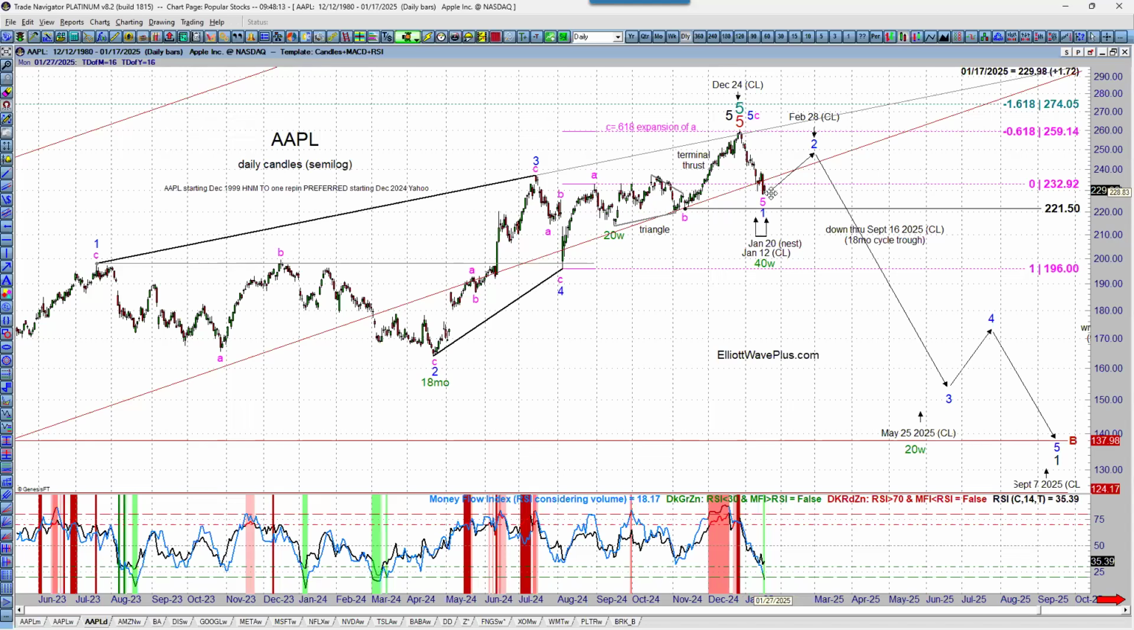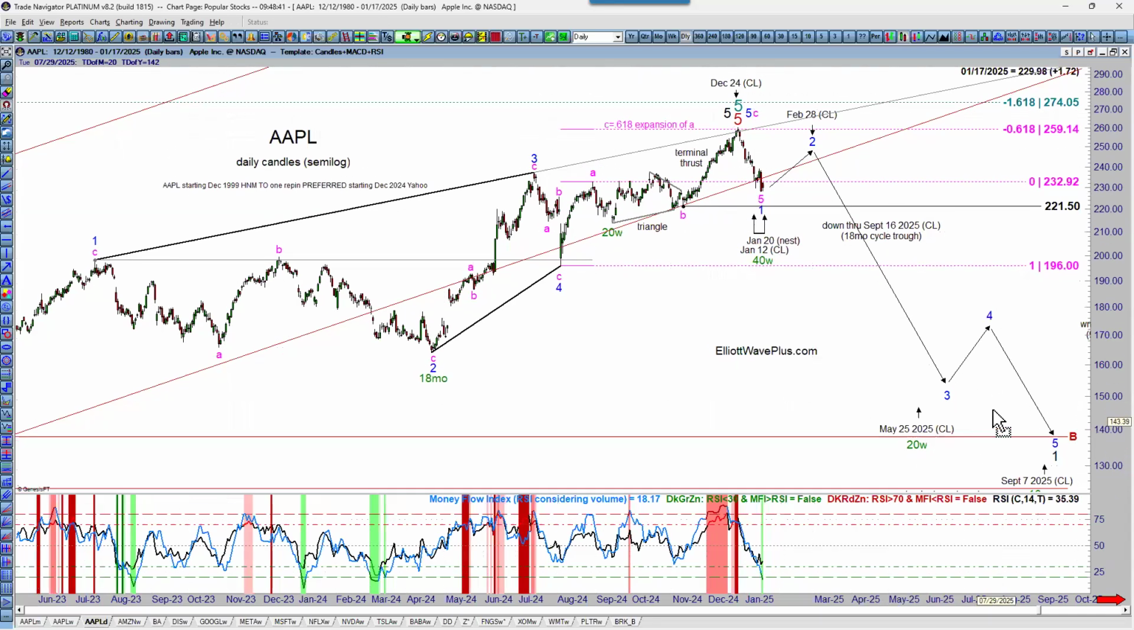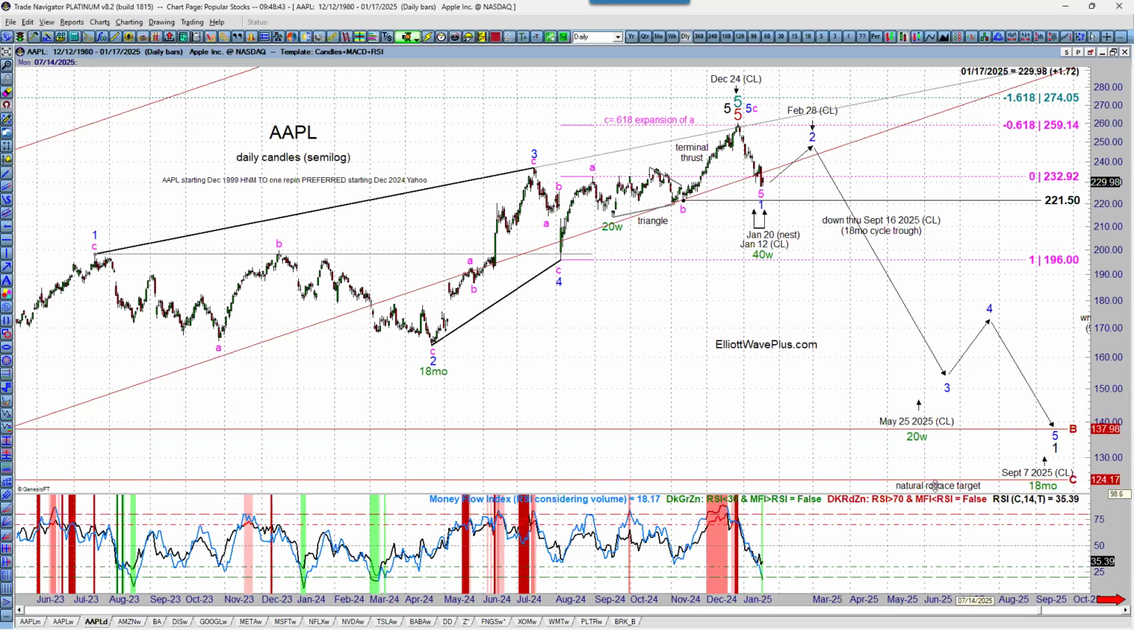And then when Apple moves up from current levels up through late February, they'll be back on the bandwagon, all bullish about Apple again, only to be devastated by wave three character to the downside. The next 20-week cycle trough is in late May here. And I'm not expecting a bottom in Apple until September of this year. There'll be an 18-month cycle trough, and the natural retrace target back to the wave four of lesser degree is all the way down to 124.